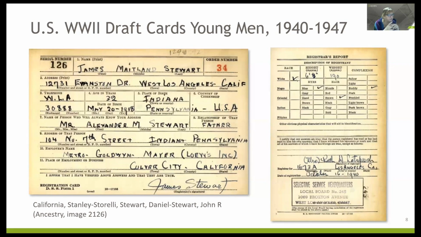But you can see there's a lot of great details on here too. You've got birth date, place of birth. You've got the person who will always know your address. That was his father. And so you've got his father and his father's address on there, occupation. And then there's physical description over here. Of course, we all know what Jimmy Stewart looks like.